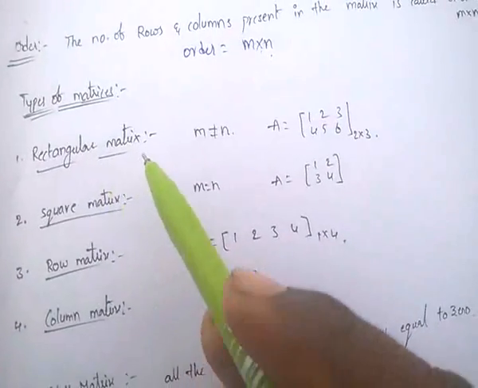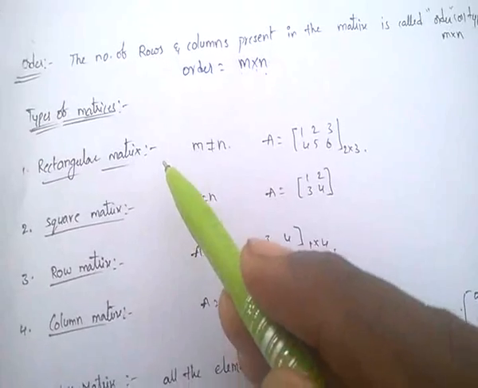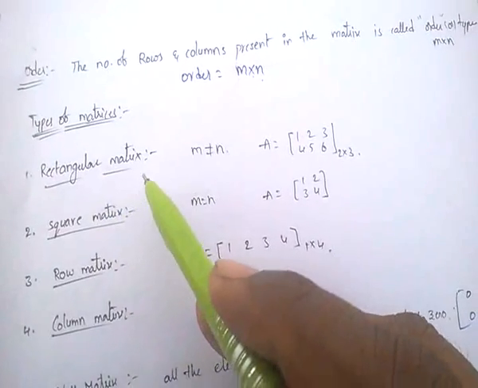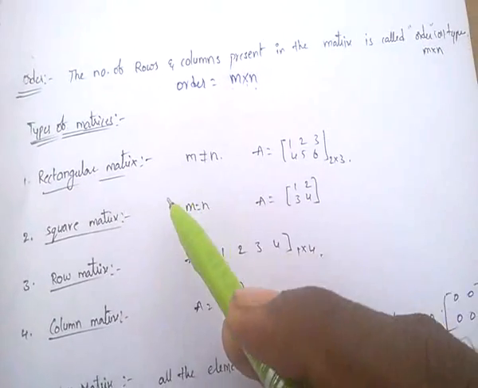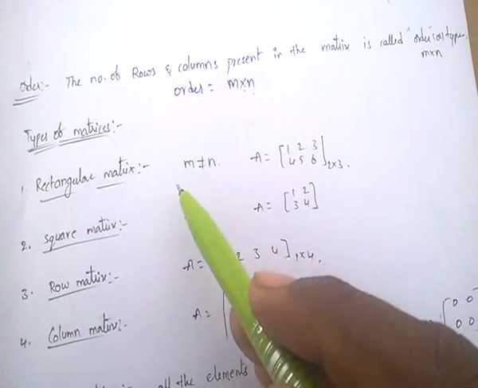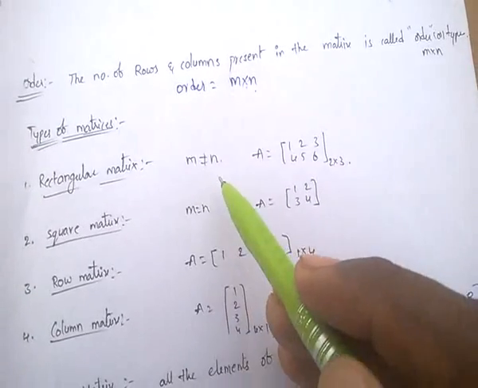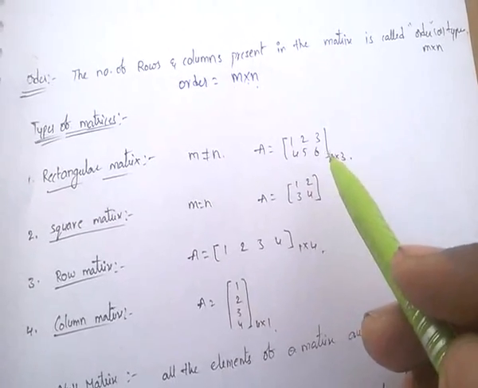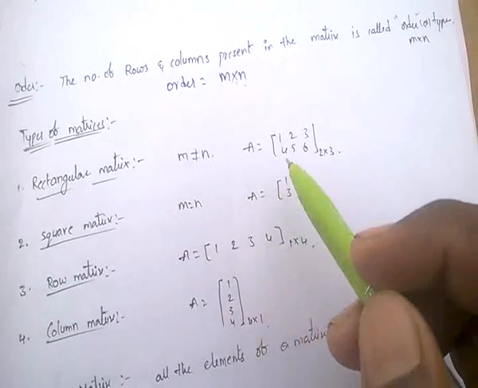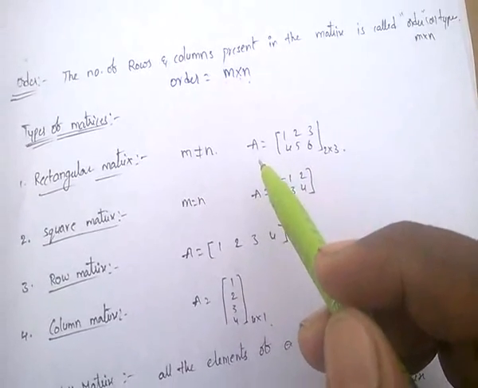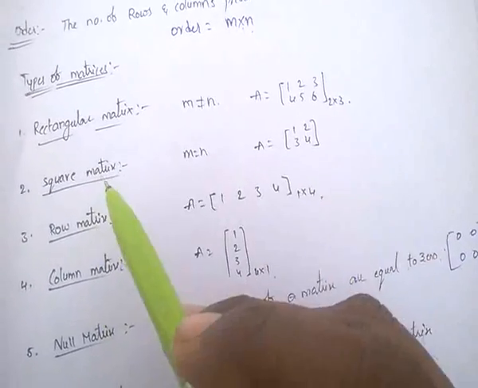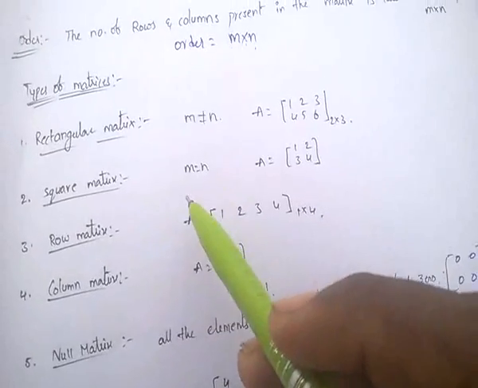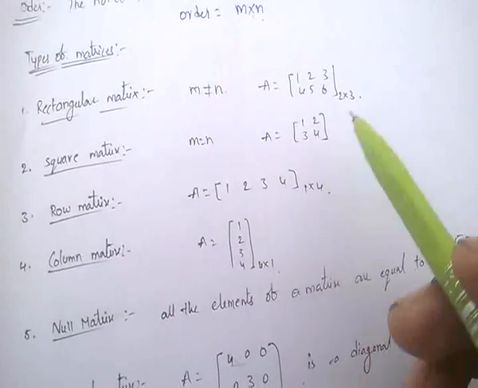First one, rectangular matrix. When the number of rows and columns are not equal, then it is called a rectangular matrix. Square matrix. When the rows and columns are equal, then it is called a square matrix.